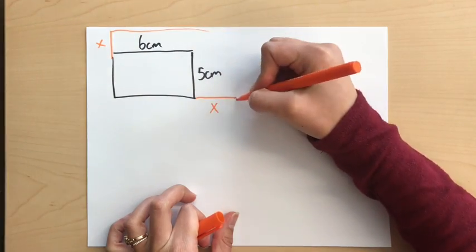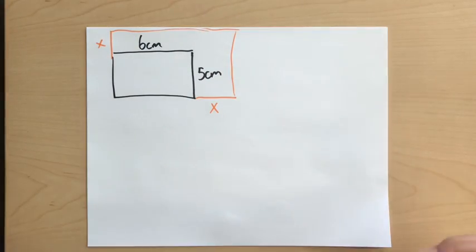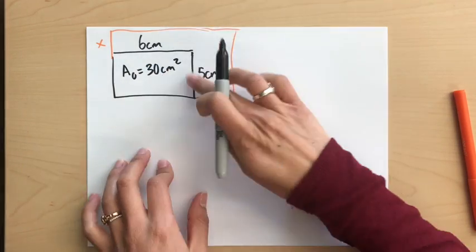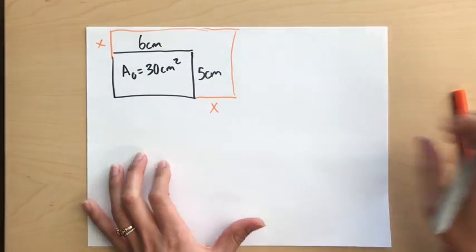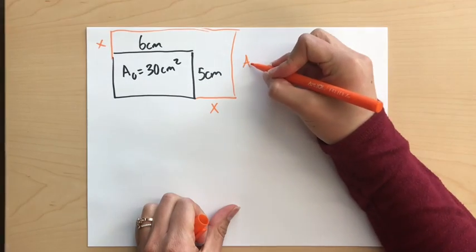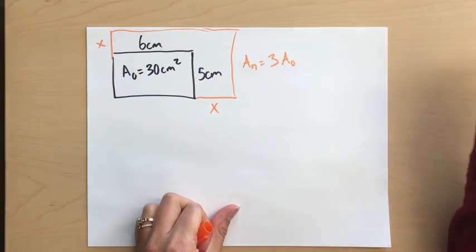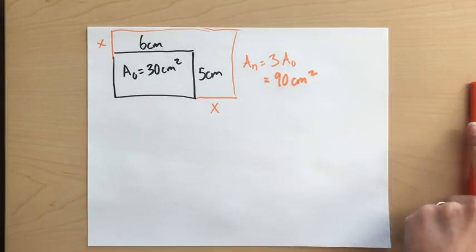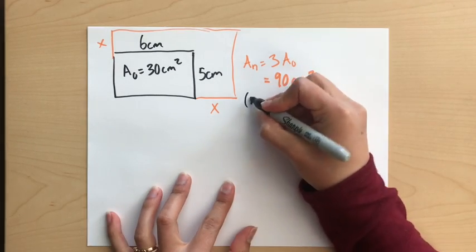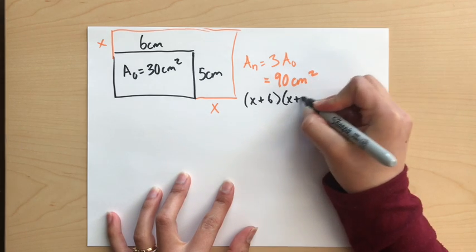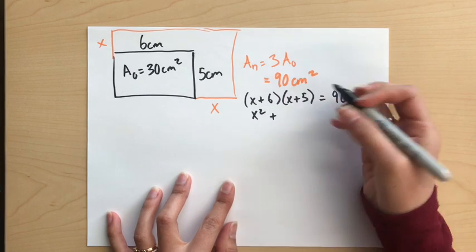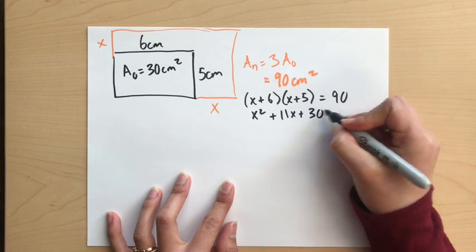That is important. Okay, suppose we have a rectangle that's 5 by 6, and we extend each of the sides by x, right? So they're each x bigger. Now the original area is of course 30, because 5 times 6 is 30. And they're going to tell us that the new area is going to be 3 times the old area, which means it's going to be 90 centimeters squared. Okay, so the area of the new shape is just x plus 6 times x plus 5, because those are the lengths of the sides, right?